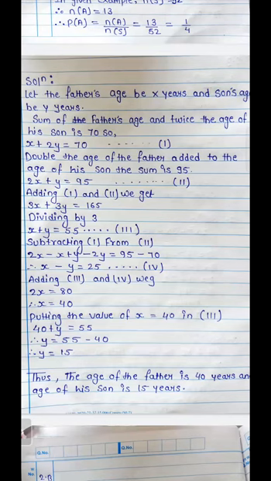Putting the value of x is equal to 40 in the third equation, that is 40 plus y is equal to 55. Therefore y will be equal to 55 minus 40. Therefore y is equal to 15. Thus we can say that the age of the father is 40 years and the age of his son is 15 years. Okay.